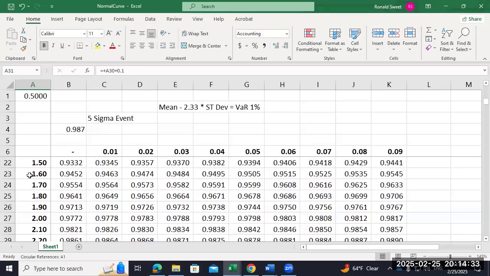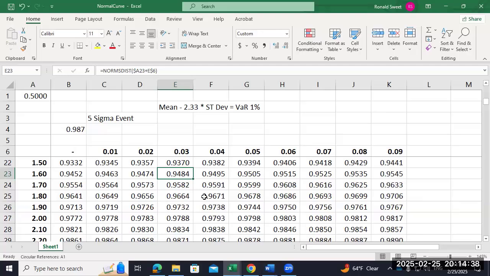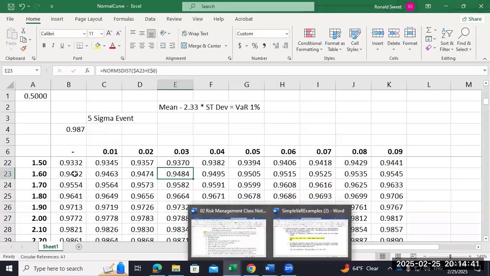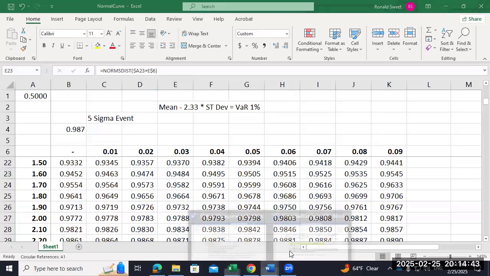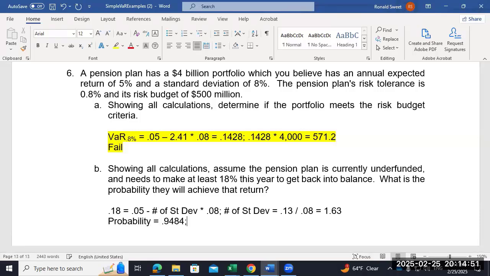That's the number of standard deviations, so that's on the outside. 1.63, you get 0.9484. Everybody see that? 0.9484. What's the probability? That was if it was a positive number, it's a negative number. So what's the actual probability? It'd be 1 minus that, or 0.0516 or something. Someone tell me what's the number?